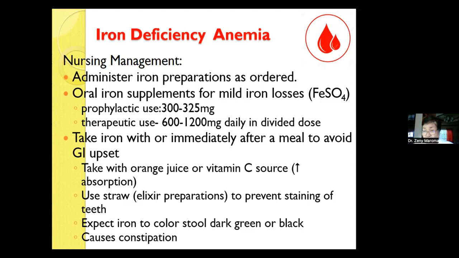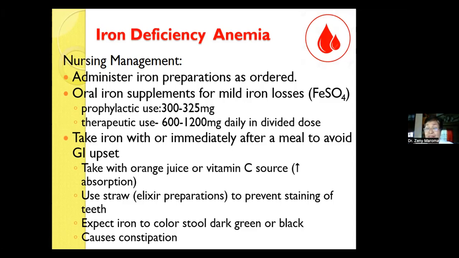But it causes GI upset. And therefore, to prevent GI upset, take iron with meal or immediately after a meal. Okay? Huwag malilito, huwag basta mag-memorize, no? 3 times a day ang iron.